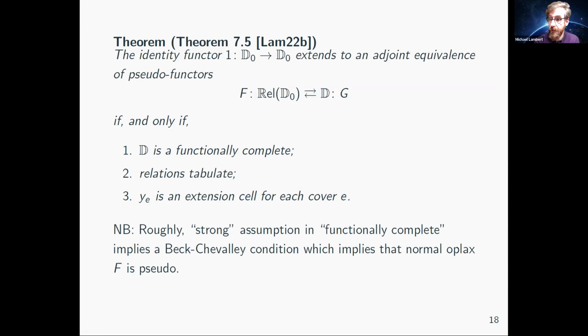there definitely is a lot under the hood here that I'm not going to talk about. One point you might wonder here is why did you jump right from monic all the way to functionally complete? Well, the strength assumption in functionally complete is going to imply a Beck-Chevalley condition, which in turn implies that the normally oplax functor F is actually pseudo. So that's why that extra bit is appearing there. But let's see if we can do better.